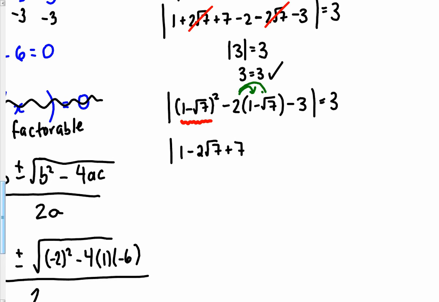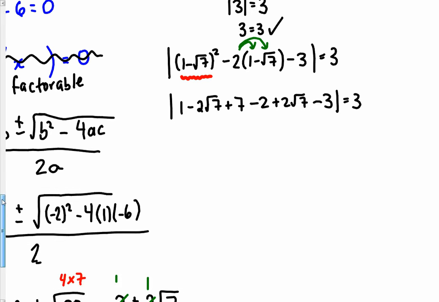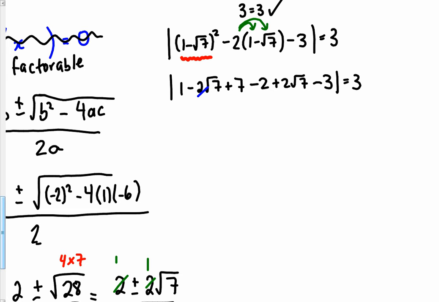Now we use distributive law. We get minus 2 plus 2 root 7, then the minus 3. Okay, does this work out? The 2 root 7's cancel. We're left with 1 plus 7 is 8 minus 5, which is 3. An absolute value of 3 is 3.